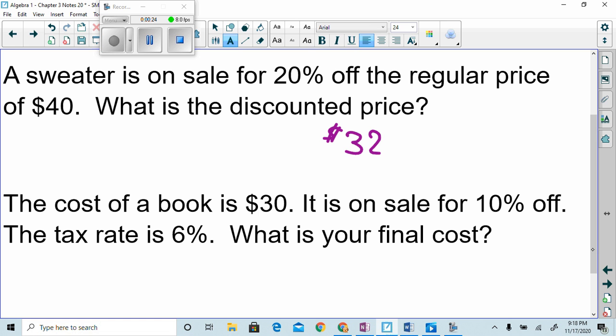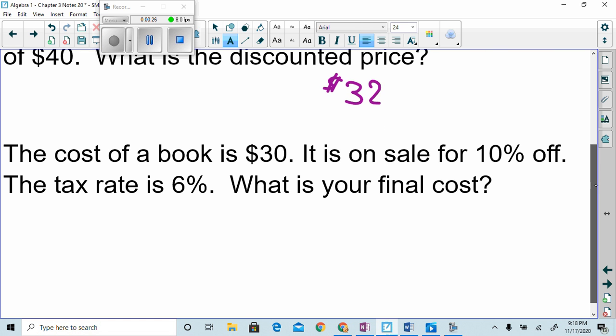So think about the two things you need to do. You need to find out what the cost of the book is with the discount of 10%. And then once you calculate that, you need to find the amount of tax to add on to get your final cost. We have three ways that we can solve this. Mental math, because it's a multiple of 10%, it's actually 10% for the first part. We could set up a proportion or a percent equation.